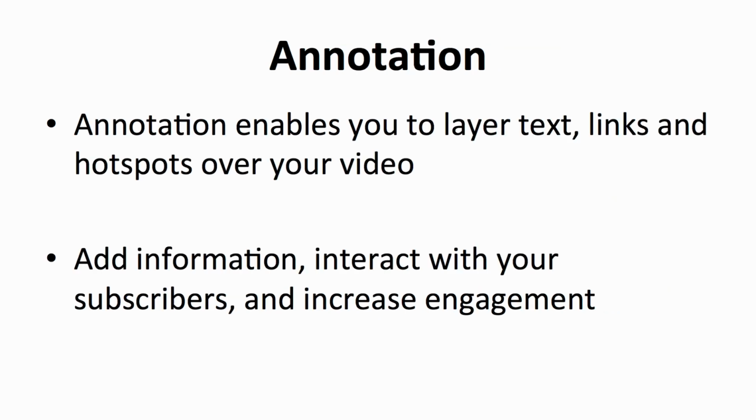Annotations are the most effective way of building up a list from your YouTube channel. It enables you to layer text, links, and hotspots over your video. When you use annotations, viewers can actually click on it and be redirected to the URL that you've set. With this function, you can add information, interact with your subscribers, and increase the engagement of your viewers. In fact, you've made their subscription easier by using annotation. They need not scroll down and look for the link, just one hotspot on the video, and they can click on it and subscribe to your newsletter.